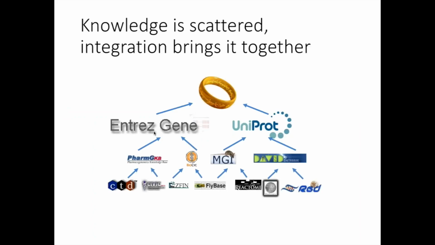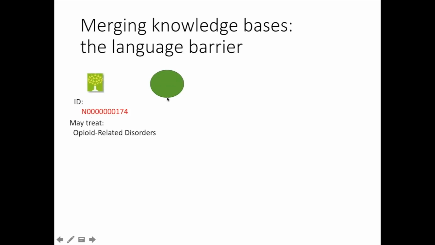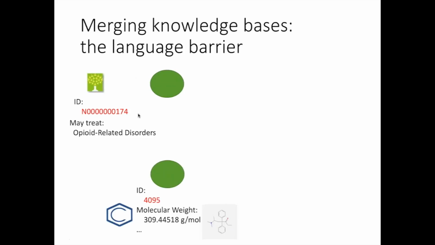The problem is that this is actually a really difficult problem. And one way of phrasing this is as the language barrier. So as one more example here, here is an item in an important database run by the National Library of Medicine called NDFRT, the National Drug File Reference Terminology. What it says is that something here called N0000000174 may treat opioid-related disorders, which is a useful bit of knowledge to have access to.